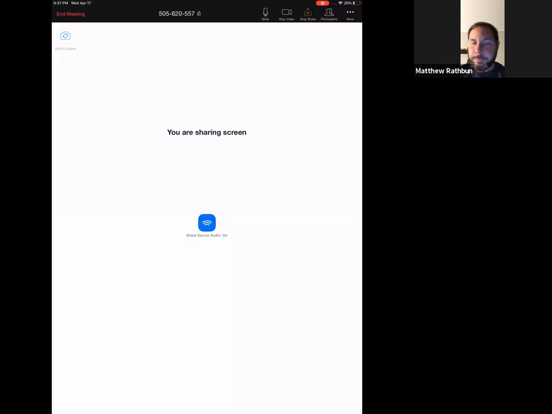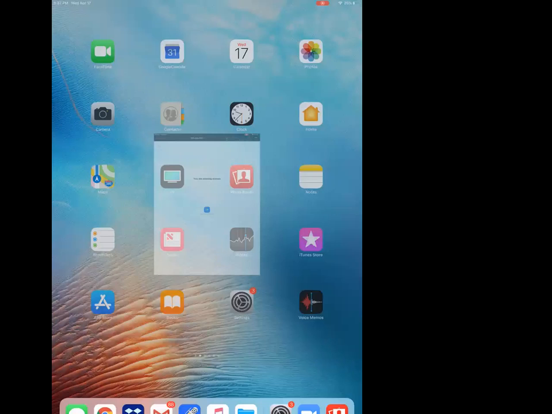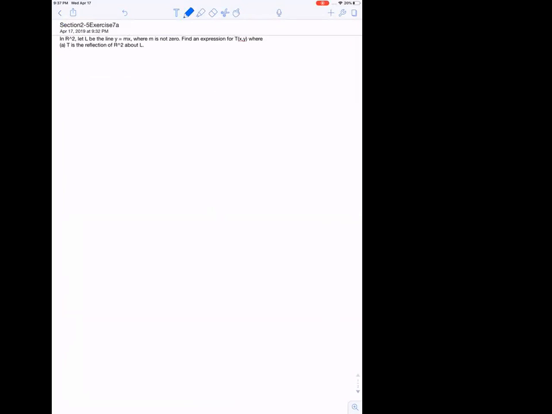Hey everybody, here is a solution requested from the forums. Section 2.5, exercise 7. I'm just going to give a solution for part A. I'll leave part B as an exercise for you, but the model hopefully will give you a way to proceed to do 7B on your own.